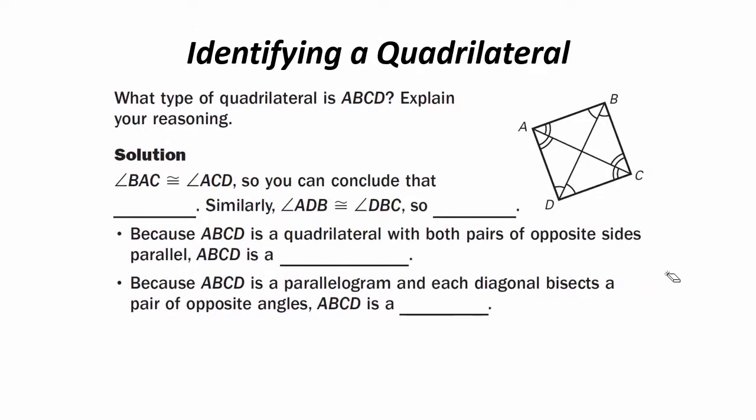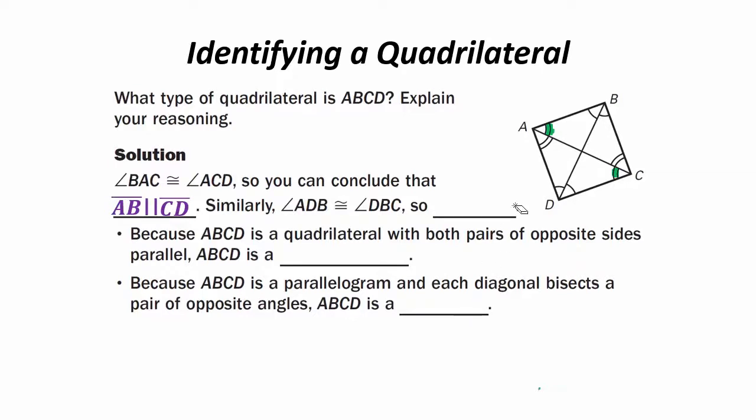Example number 4, identifying a quadrilateral. What type of quadrilateral is ABCD? Explain your reason. From this image over here, we can see that angle BAC, which is this angle over here, is congruent to angle ACD, which is this angle over here. So you can conclude that line segment AB is parallel to line segment CD using Theorem 3.8 from Chapter 3, Section 4, which is the alternate interior angles converse.